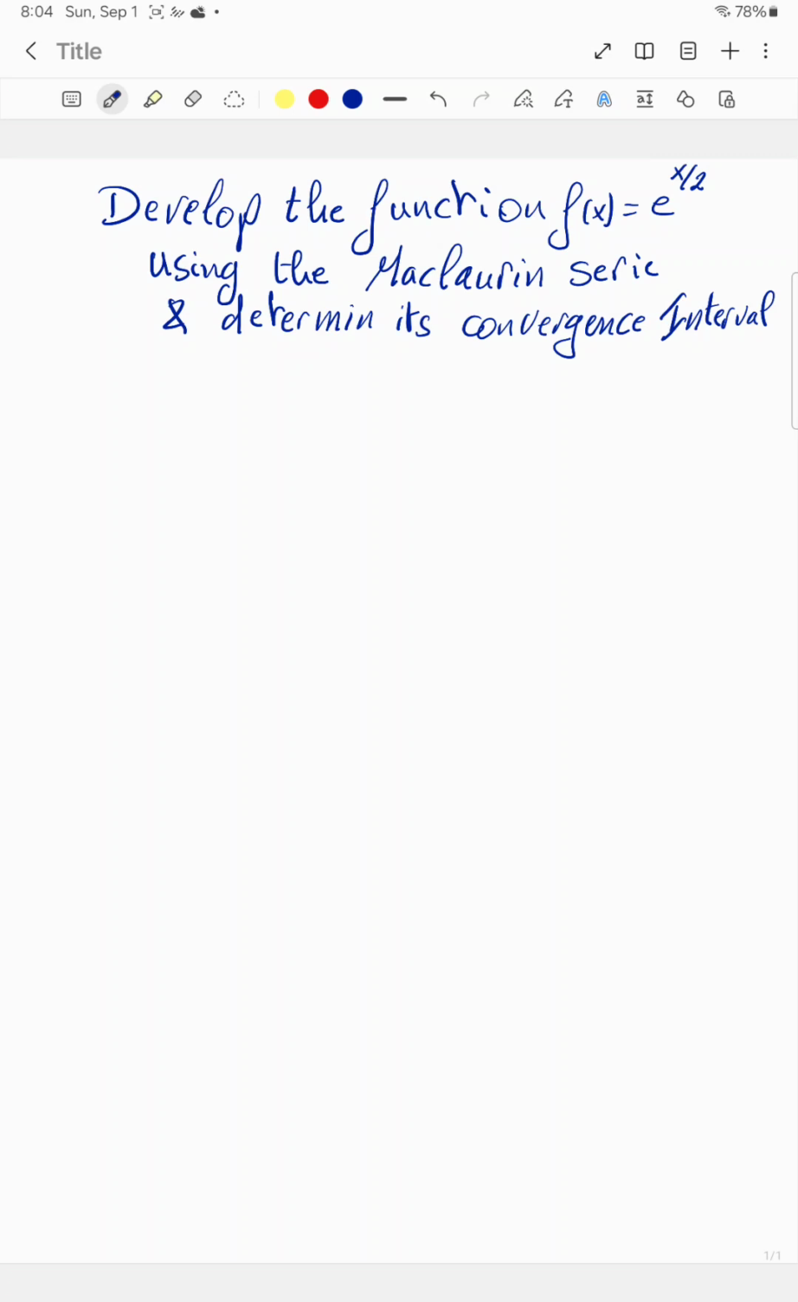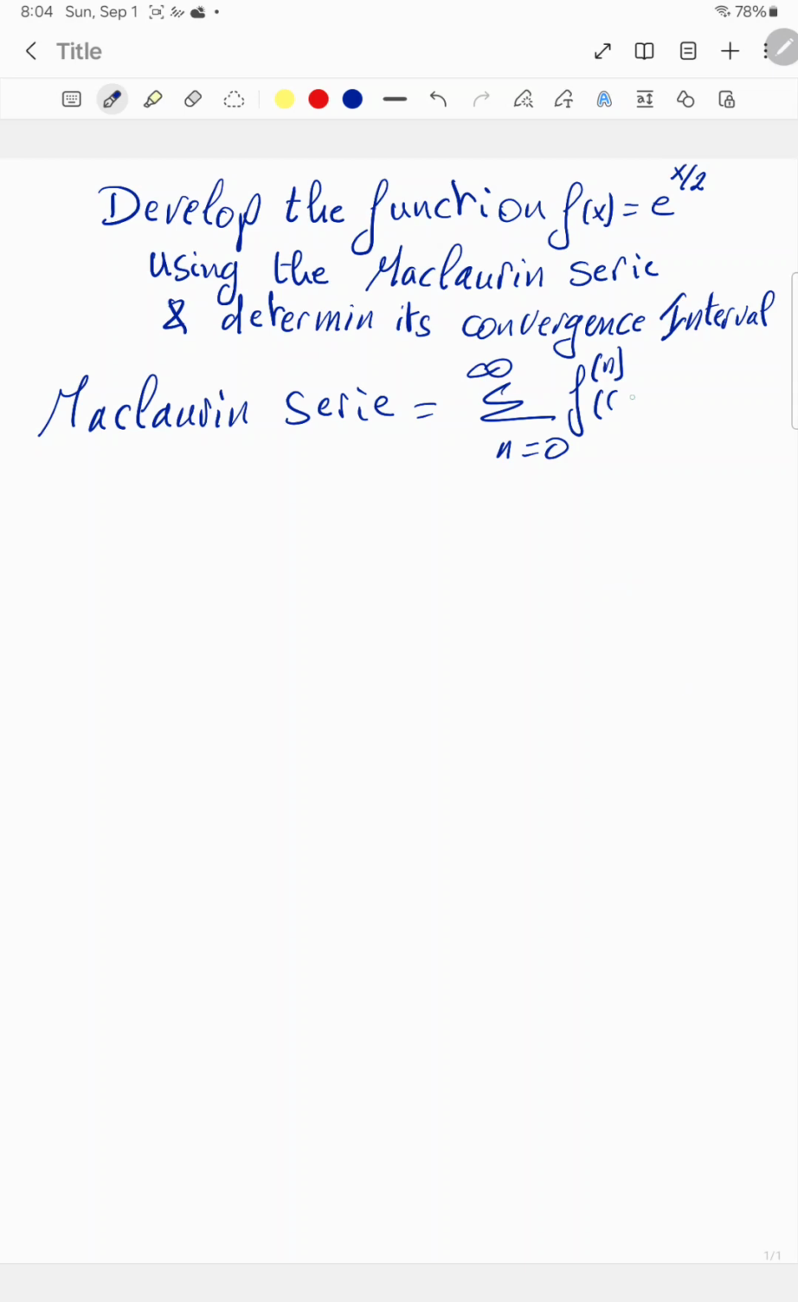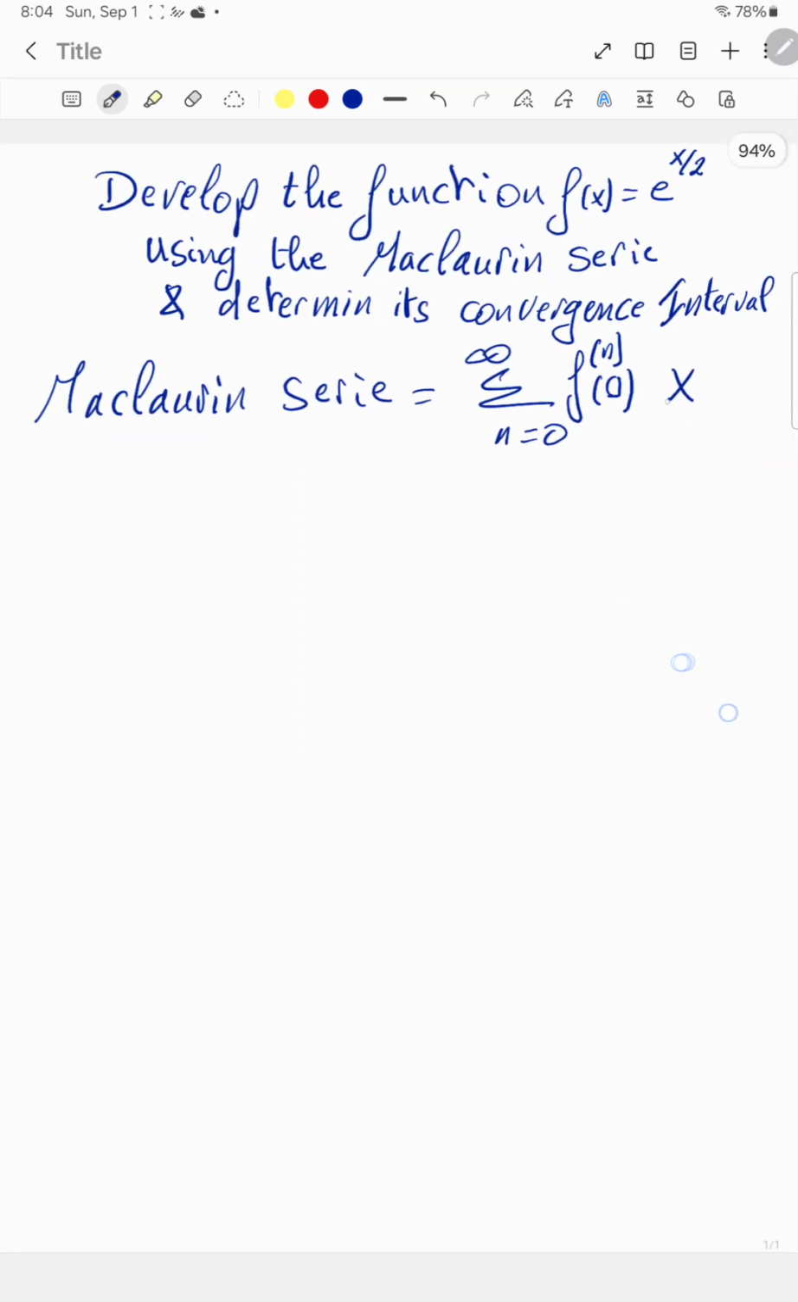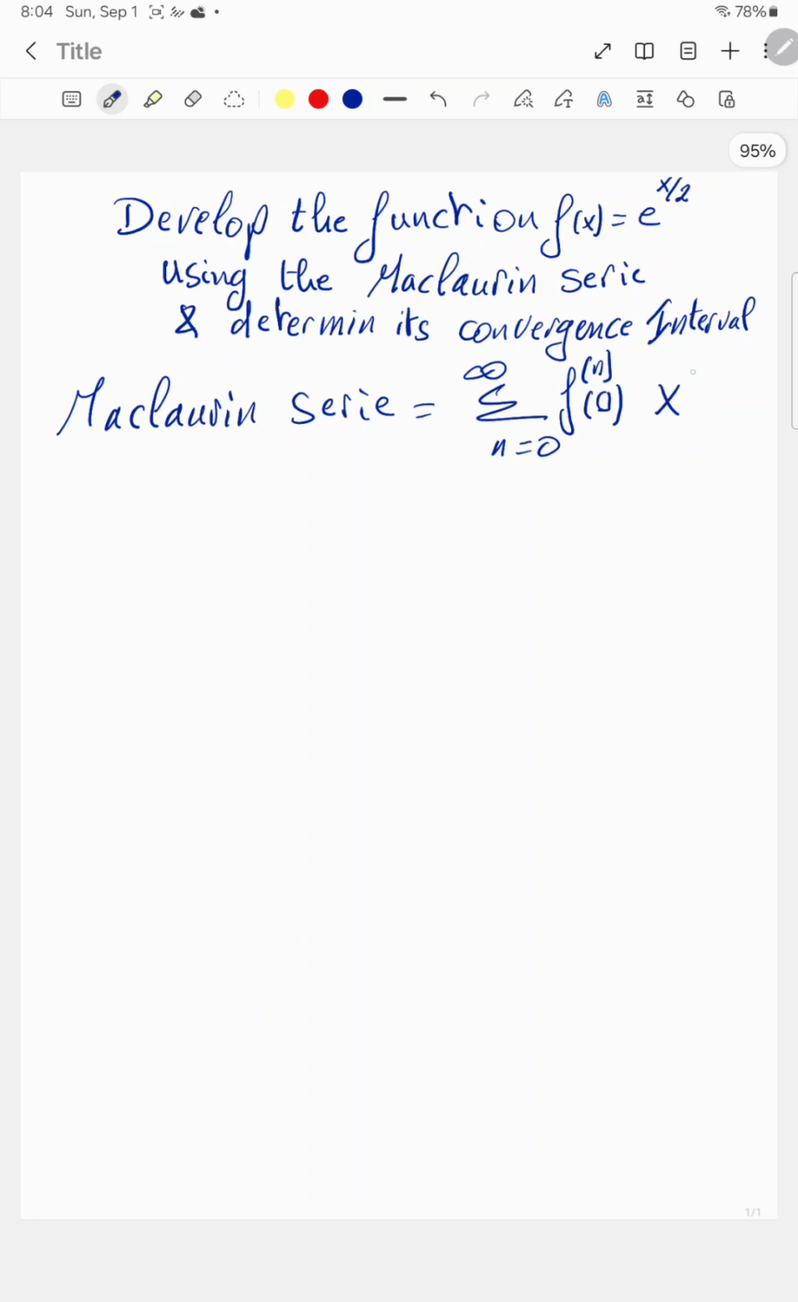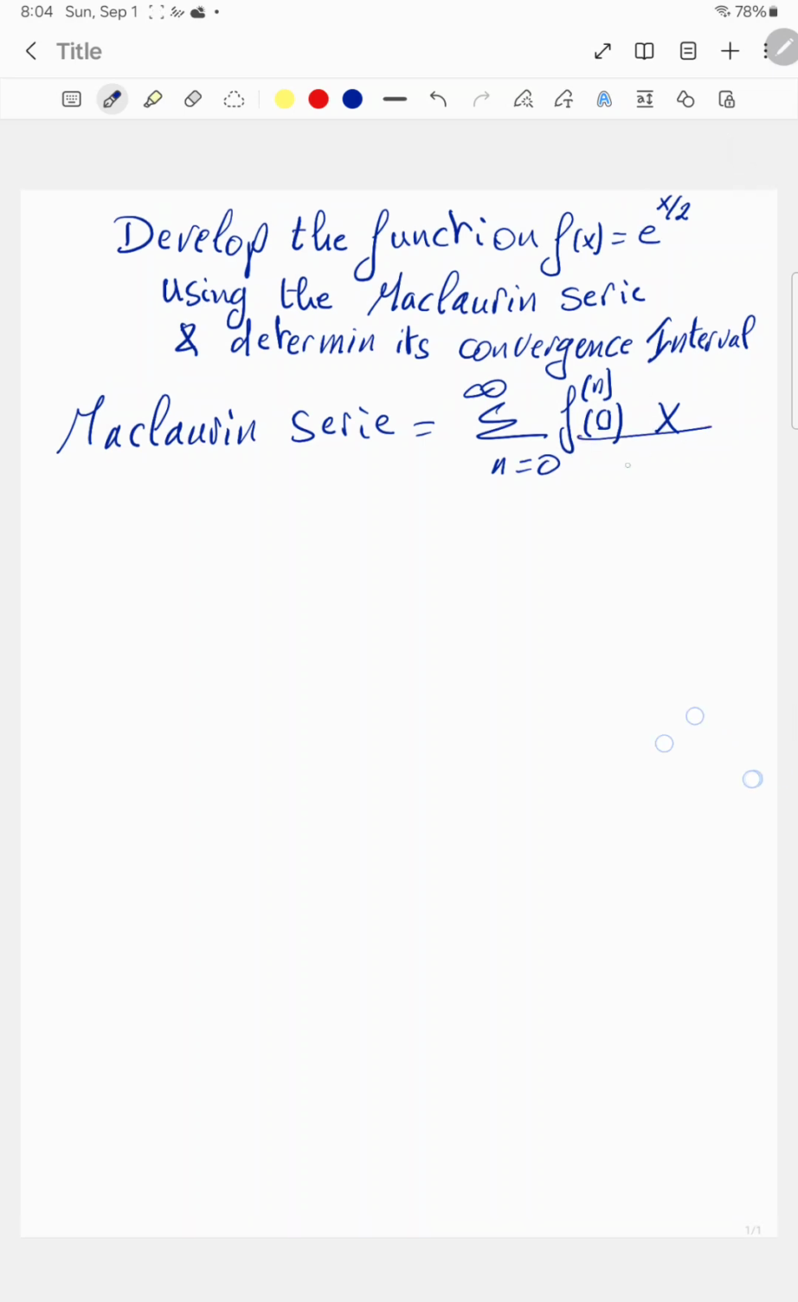So, we know the Maclaurin series is of that form. The Maclaurin series is equal to the sum when n goes from 0 to infinity of the nth derivative of the function, when we replace x by 0, times x to the power of n, divided by n factorial.